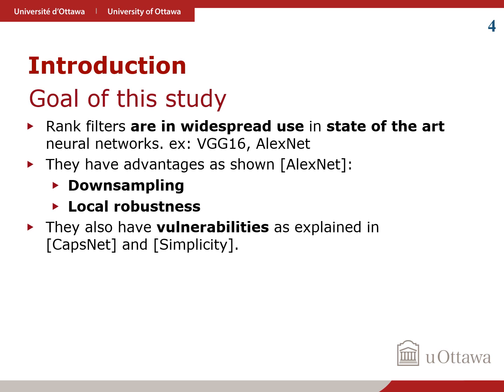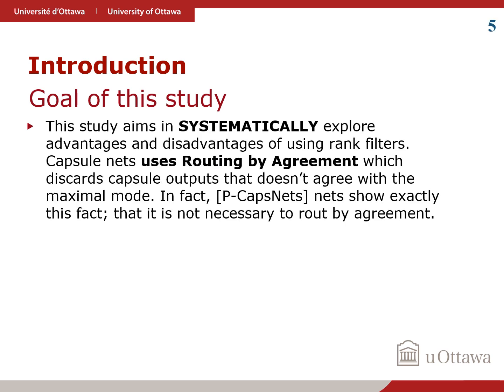But they also have pitfalls and weaknesses, as explained in the CapsuleNet article by Geoffrey Hinton and his team, and also by the article that proposes using only convolutional blocks with no max pooling whatsoever. The study aims to systematically explore advantages and disadvantages of using rank filters. They're used haphazardly based on intuition as to why they might be useful. CapsuleNet is no exception to this rule. It uses routing by agreement, which discards capsule outputs that don't agree with the maximum mode.